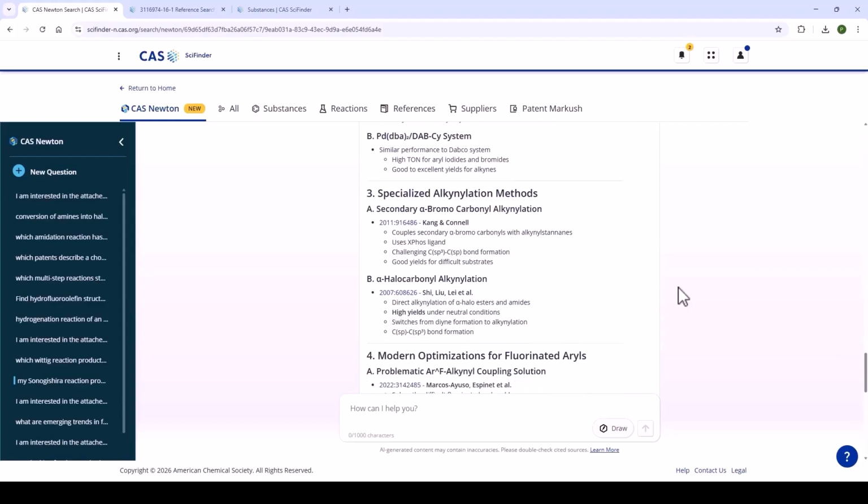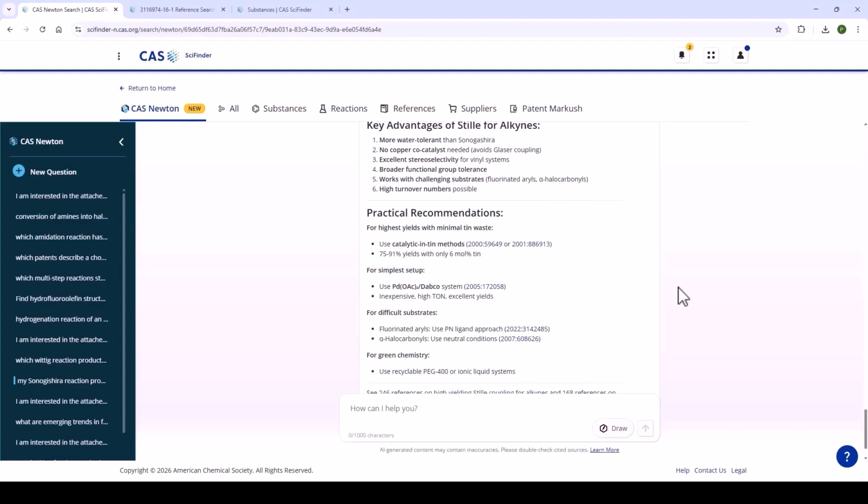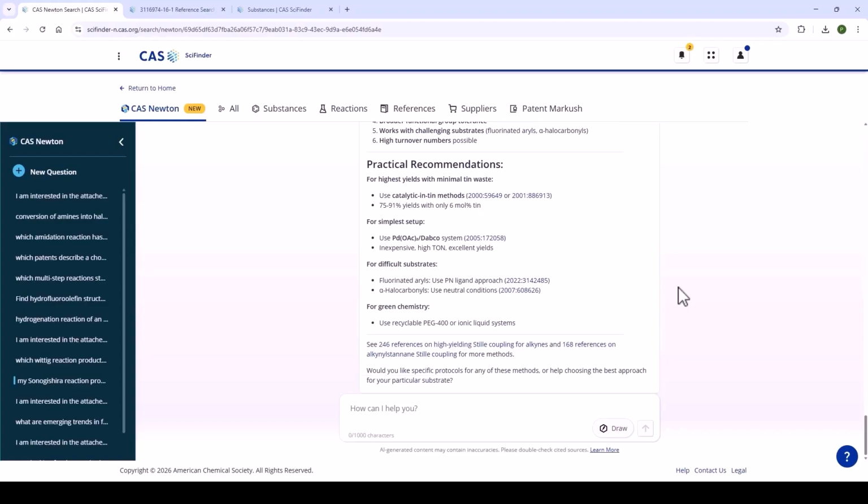So a lot of very useful information, and this shows how we can organize our research and our prompts specifically for CAS Newton to find the information that we are looking for. Mike, any comments on this last one?